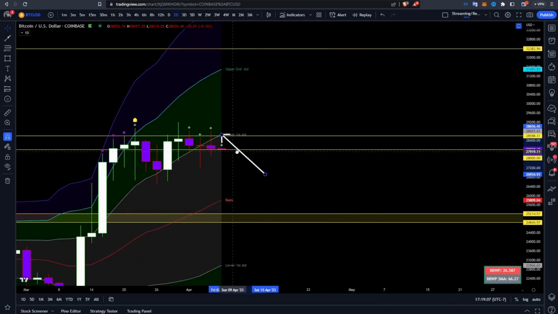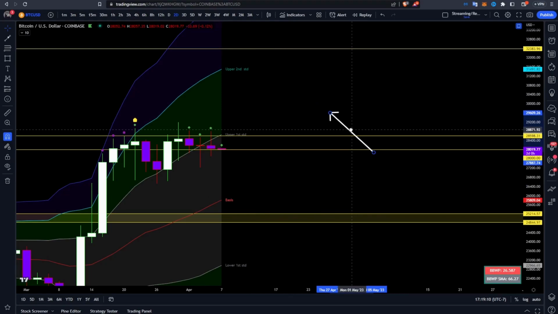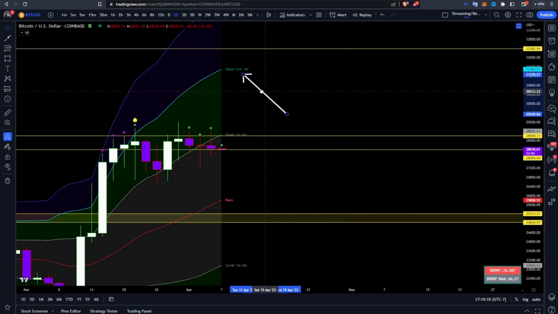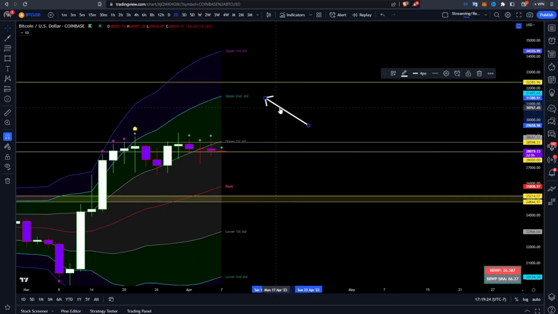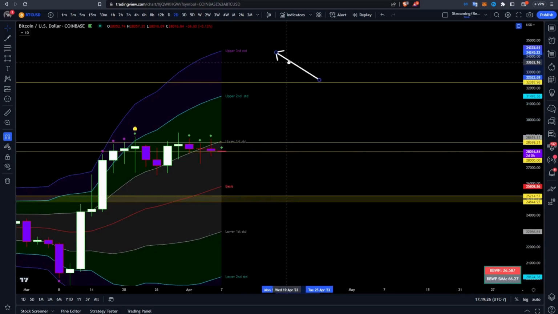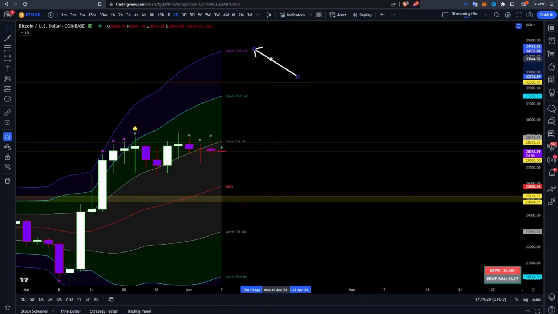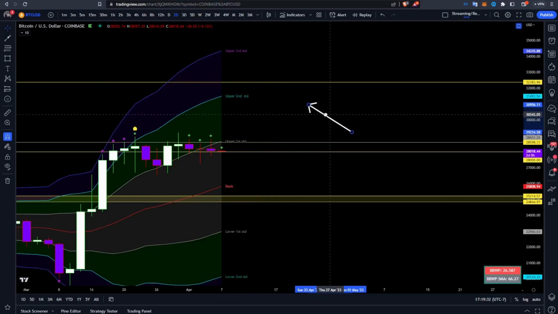And if we were to break out above there, we can start targeting the upper second standard deviation as the next area of interest to the upside from a Bollinger Band perspective, and a technical support and resistance perspective, coming in at about 31.5. And if things were to break out above there, we don't often see, when Bollinger Bands are this wide, closures outside of the third. So I'd be looking between the third and the second standard deviation down here at, guess what? That 32,000 to 32,400 area as the next area of interest to the upside.